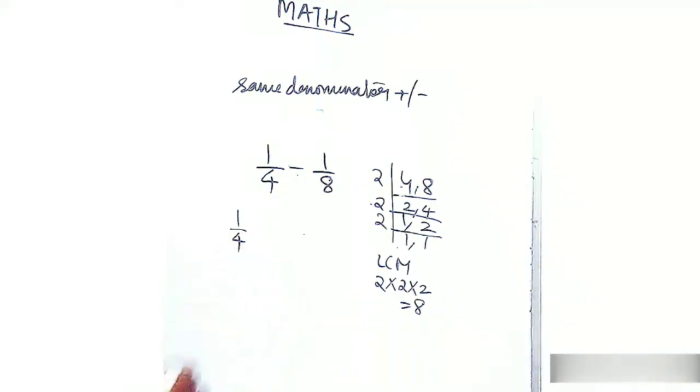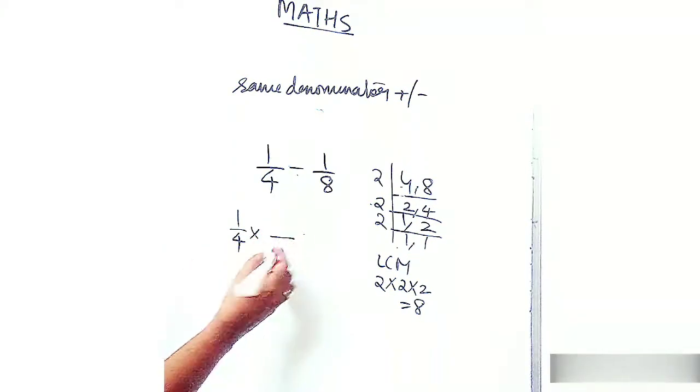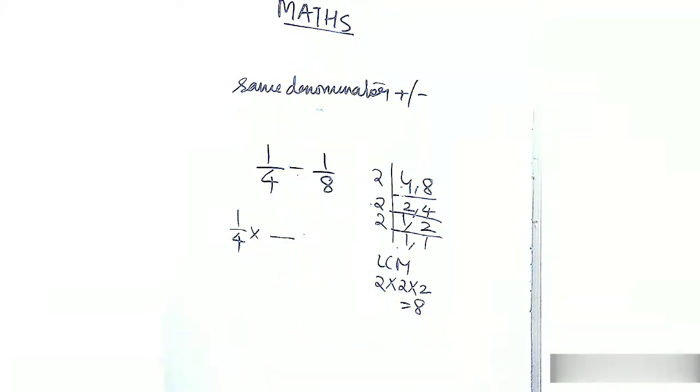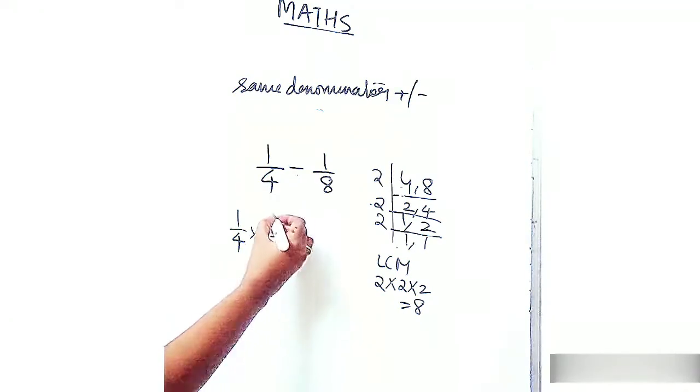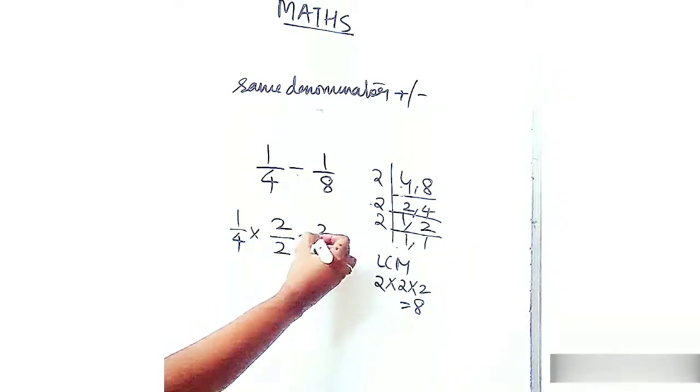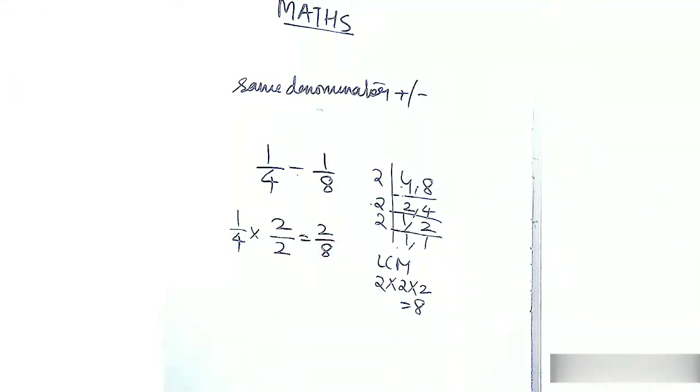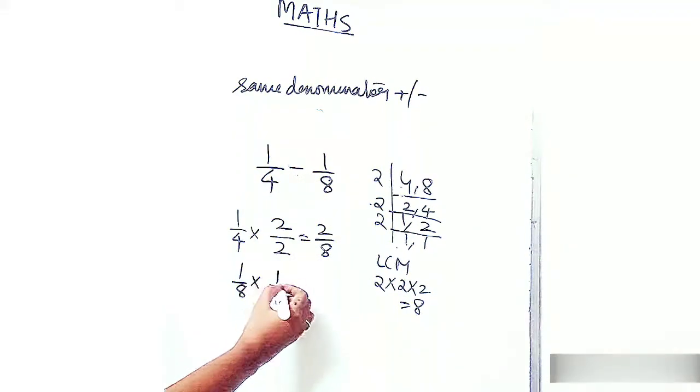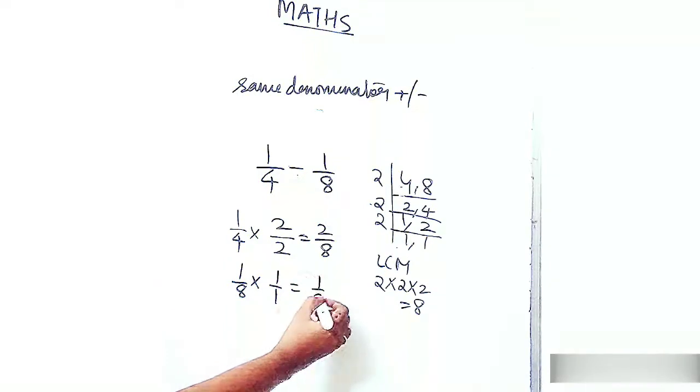Now 1 upon 4 comes in the 4 table. But in the 4 table 8 comes, right? So I'll multiply by a number such that the denominator should be 8. So what will it be? 2. So I'll put 2 again in the numerator. So 2 upon 8. Did we get 8 as the denominator? We'll move to the next one. 1 upon 8 into 1 is 1 upon 8 only.